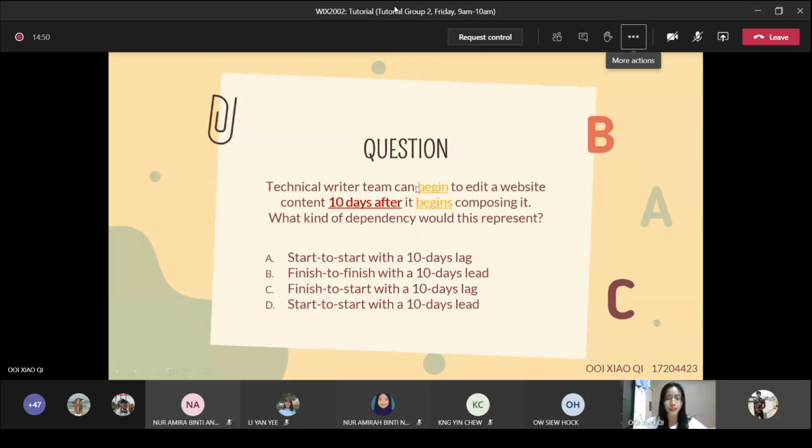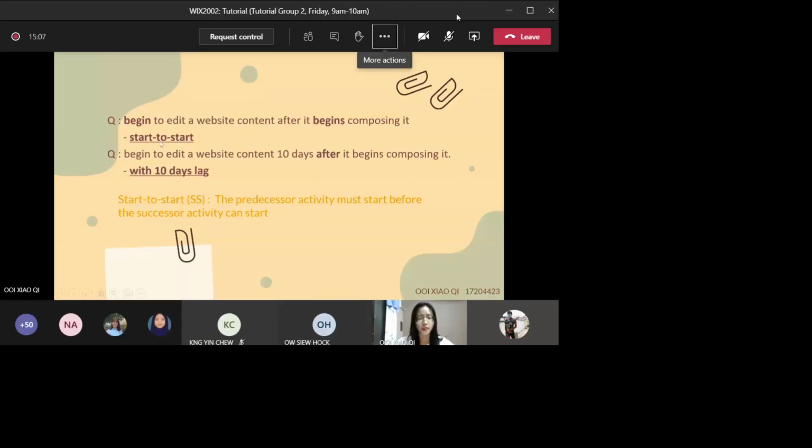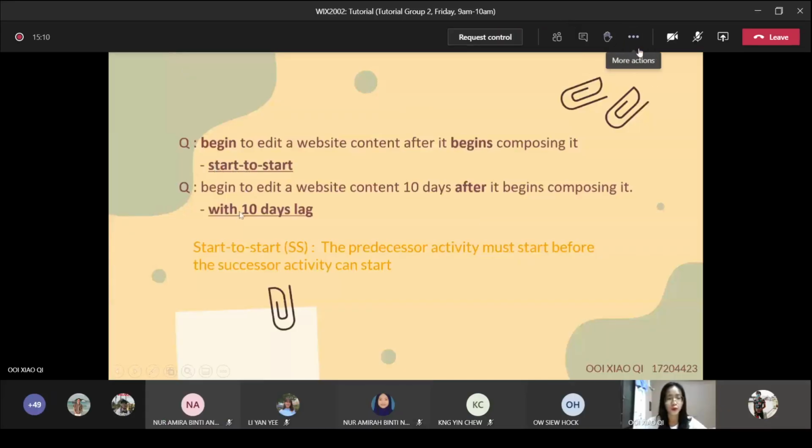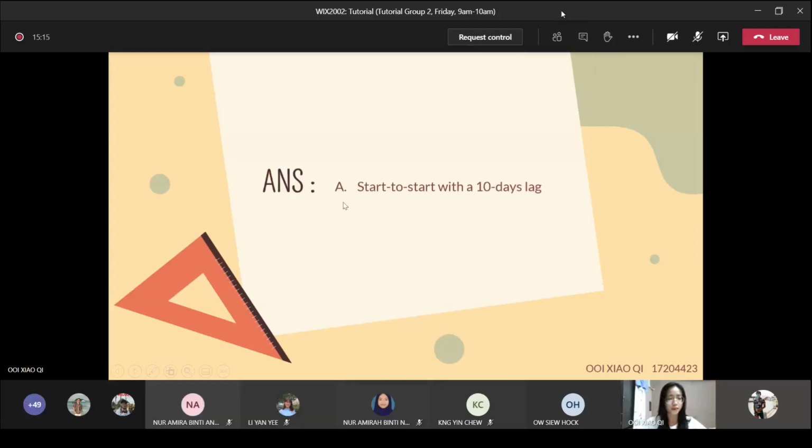So, like what we can see over here, the question stated, begin to edit a website contents after it begins composing it. So what we can state over there is it start to start with a 10 days lag. So the answer will be A, start to start with a 10 days lag. And thank you, and I will pass the session to the next presenter.